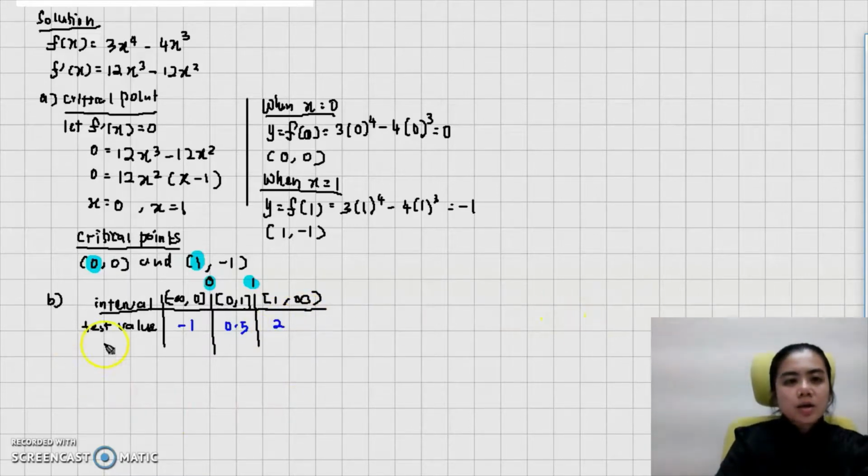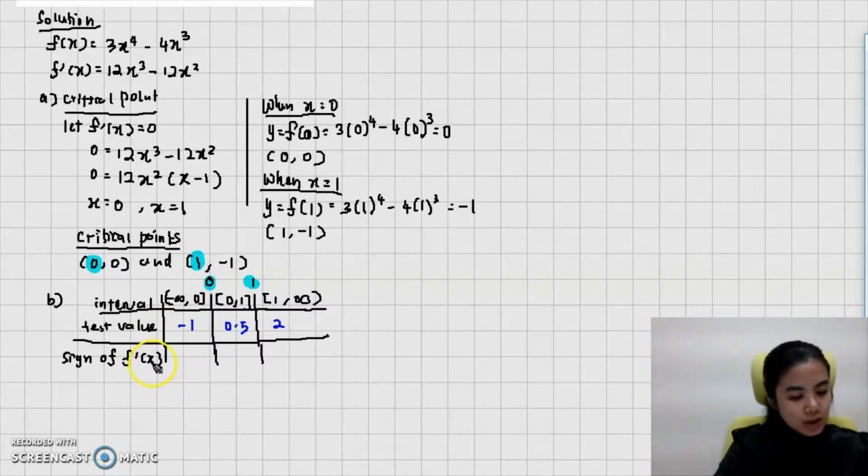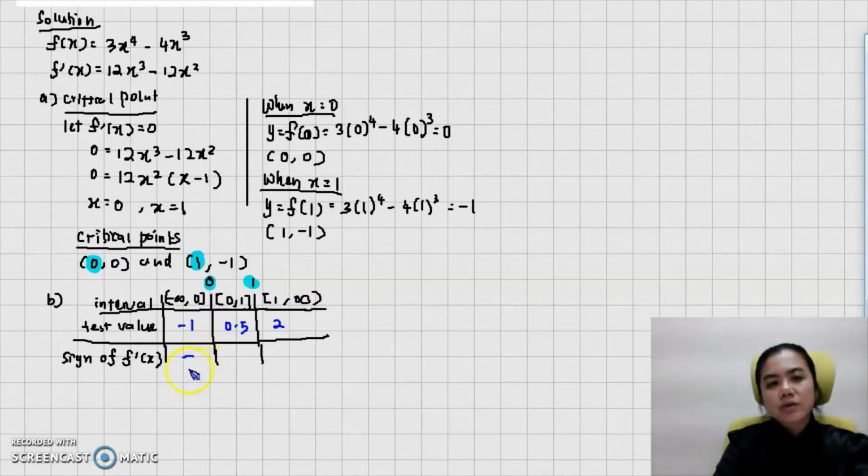To know whether the function is increasing or decreasing, you have to check the sign of f prime. You substitute the test value into f prime. When you substitute negative 1, we will have a negative value. I have shown you how to get this in two previous videos, so you can refer to the previous videos for how I get this. The concept is basically the same.